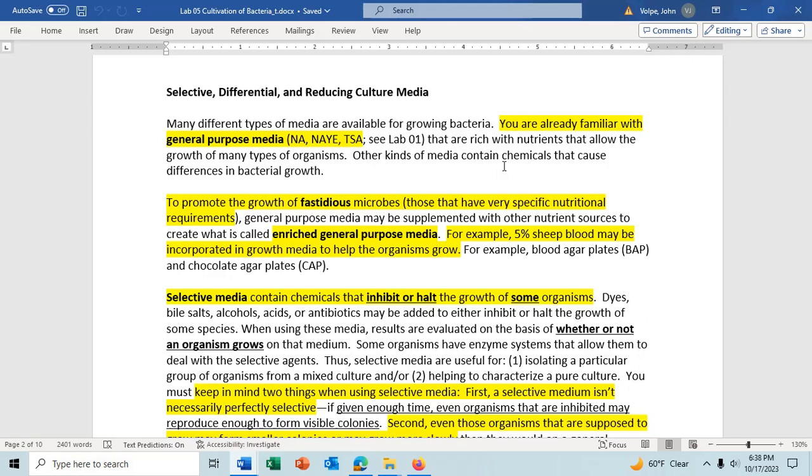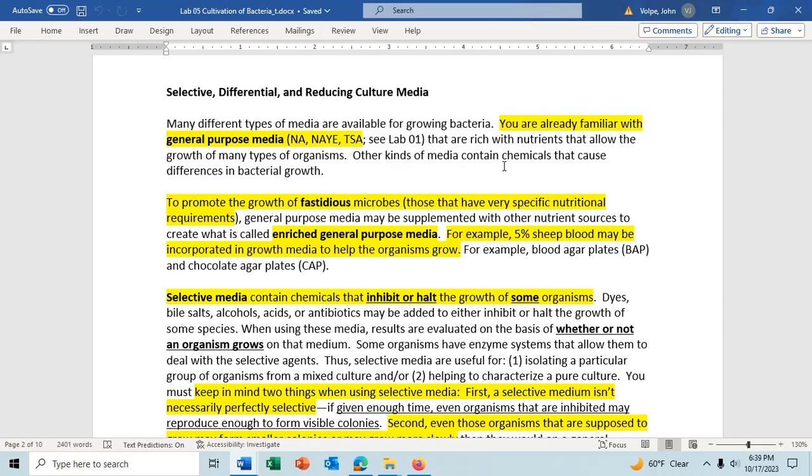We're not going to talk about anywhere near any of those media, but we will talk about a few of them. To promote the growth of fastidious microbes that have very specific nutritional requirements, we use an enriched general purpose media, such as blood agar. For example, blood agar has 5% sheep's blood added to tryptic soy agar, and then the blood supplies the nutrients that the fastidious organism requires.